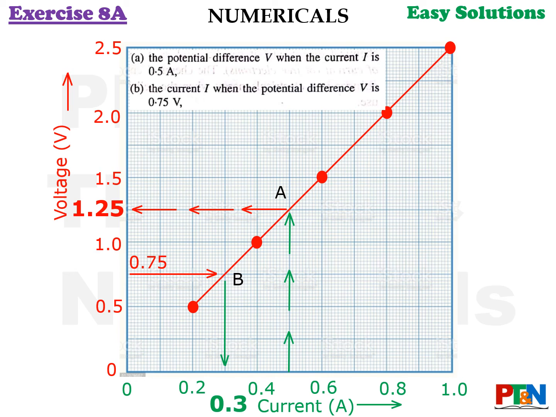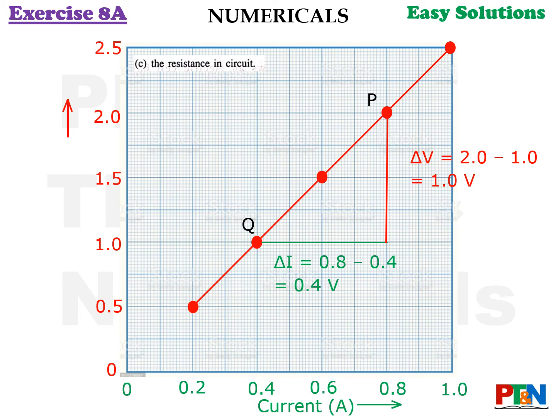Similarly, when the voltage is 0.75 volt, first you locate 0.75 volt on the y-axis. Then you move towards the graph and reach point B. From point B, you move downward towards the current axis. Where you reach is the value of the current, that is 0.3 ampere. So the answer to question B is 0.3 ampere.